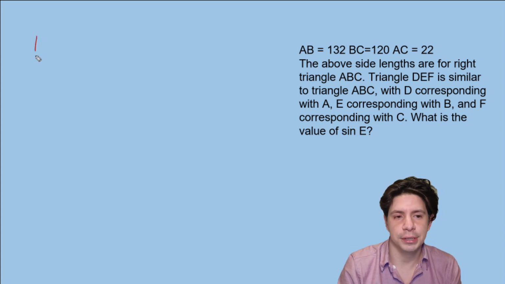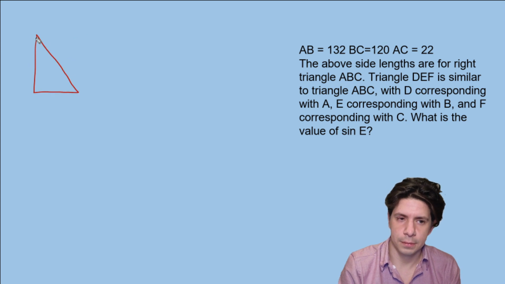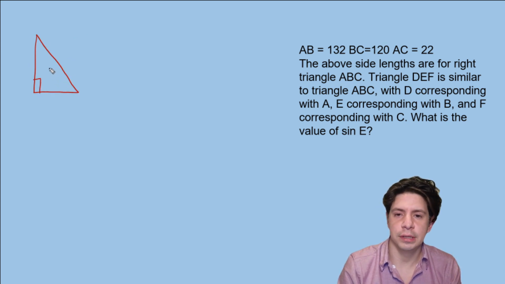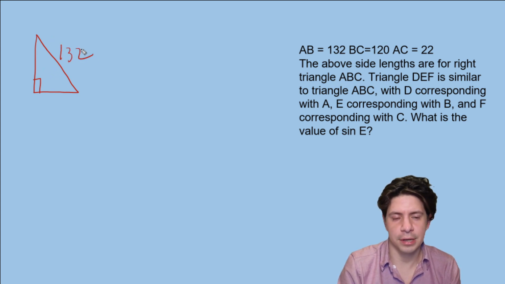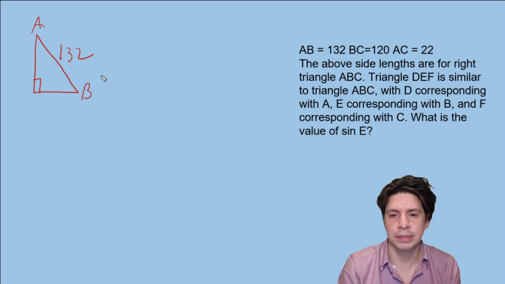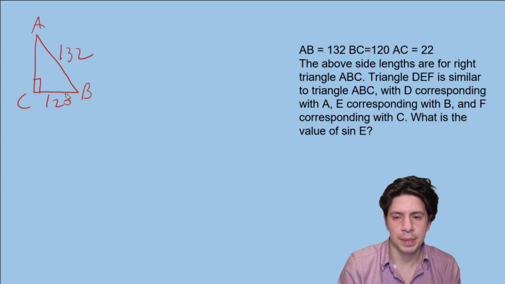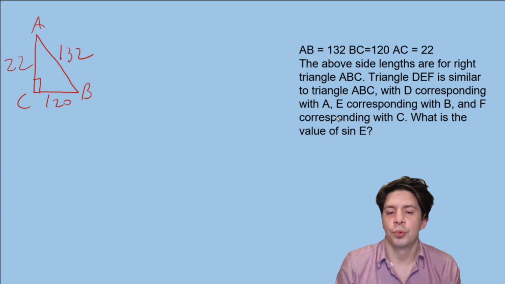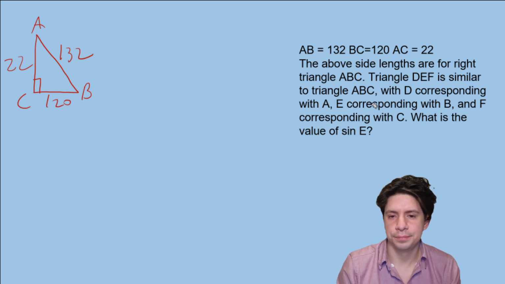So it's going to be like this. And then we're going to have AB equals 132. So that's the longest side, so that'll go there. Let's say this is A, this is B, BC, so that makes this C. BC is 120, and AC is 22. Okay? Now, what is the value of sine E?